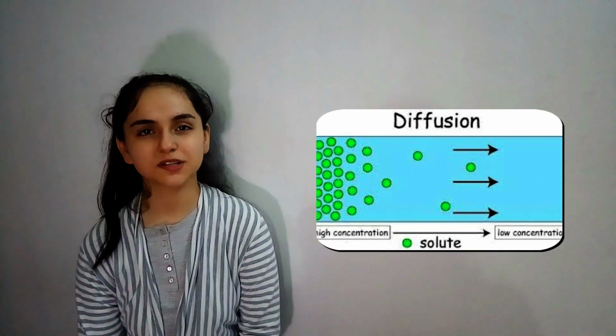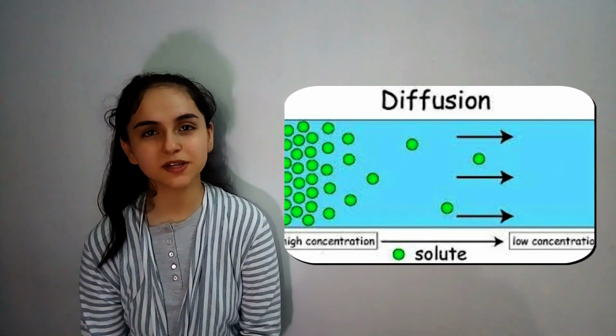Yeah, sure. An example of diffusion is when a person smokes on one side of the room and we smell it on the other side of the room. This means that cigarette smoke has diffused into the air. This also means that cigarette smoke has traveled from a high concentration to a low concentration.